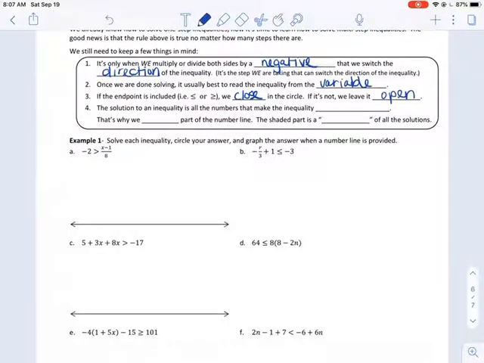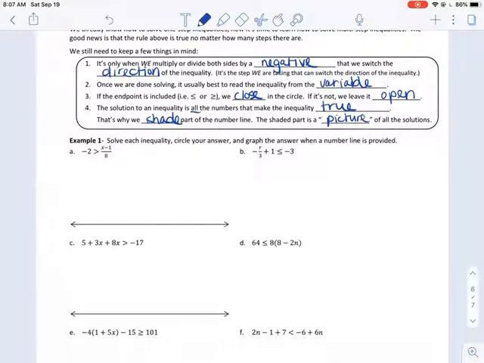The solution to an inequality is all the numbers that make the inequality true. That's why we shade or draw an arrow on part of the number line. The shaded part is a picture of all the solutions. That way we don't have to say, oh, it's -2, it's -2.5, it's -3, it's -3.5, it's -3.79. We already have all of the numbers, and there are a lot of them. There's infinitely many. So it's important that we are able to envision what all of the solutions are that make it true.